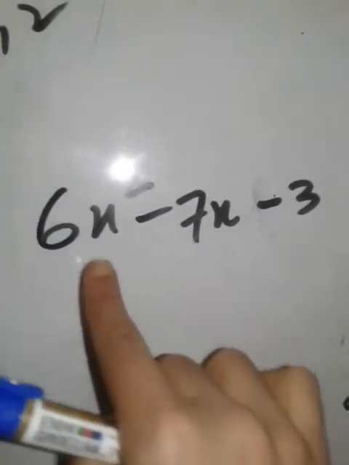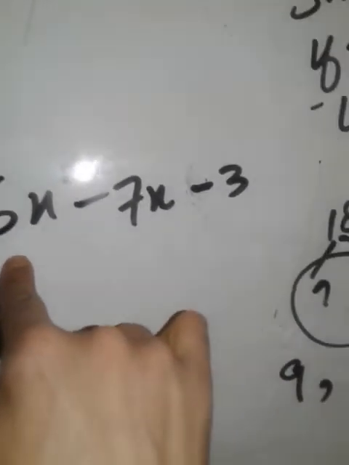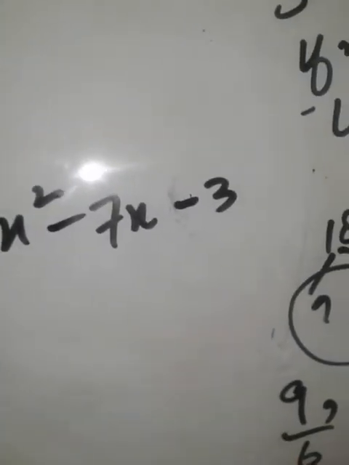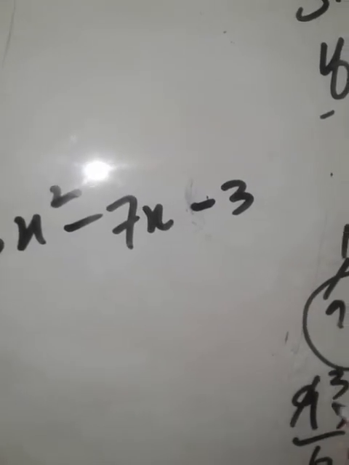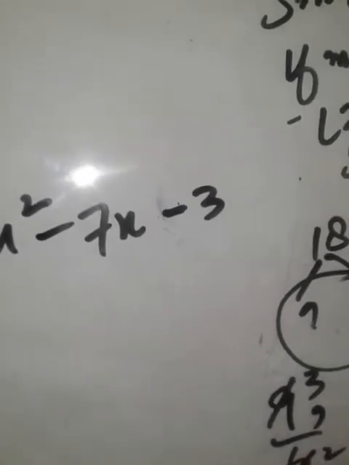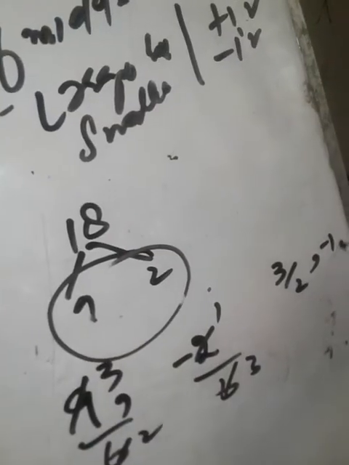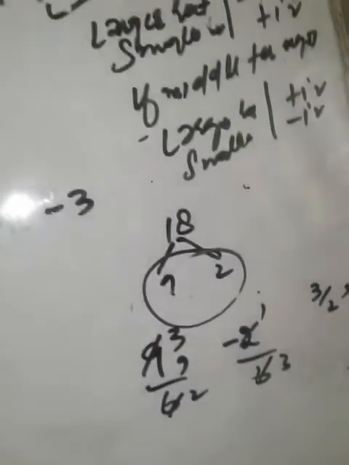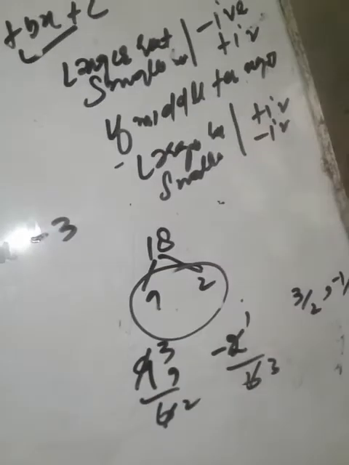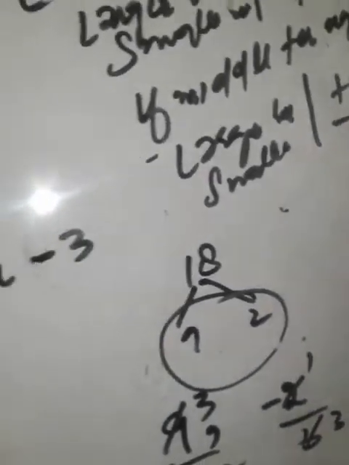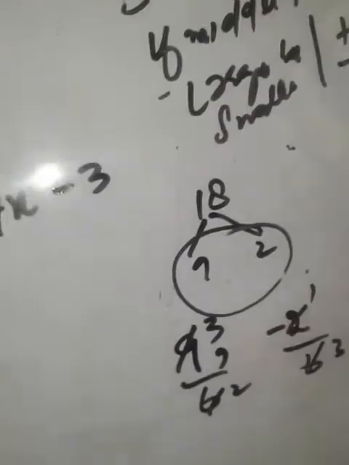Now, as I already told you, you have to divide by this coefficient. Dividing by 6: 9 over 6 is 3 by 2, and 2 over 6 is 1 by 3. So the roots will be 3 by 2 and minus 1 by 3. This is simple, I hope you will understand it. Pause the video to note it down. Let us do one more example.